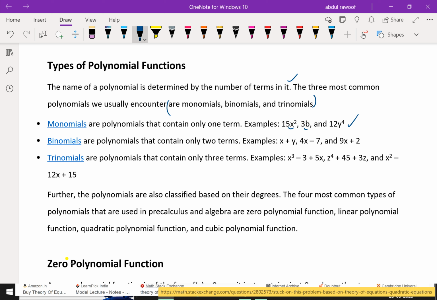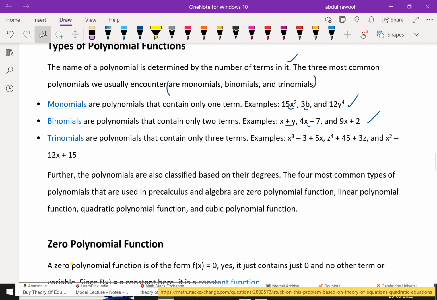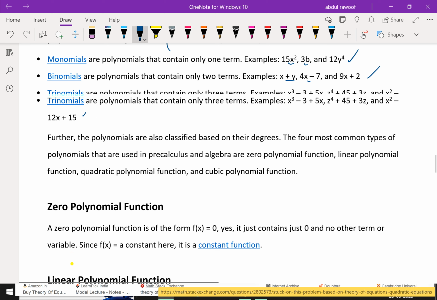These are monomials, single terms. Binomials are polynomials that contain only 2 terms. For example, x plus y is a binomial. 4x minus 7 and 9x plus 2 are also binomials, only 2 terms. Trinomials are polynomials that contain only 3 terms. Examples: x cubed minus 3 plus 5x, or x power 4 plus 45 plus 3z, x squared plus 12x plus 15. These are the trinomials. There are 3 terms.